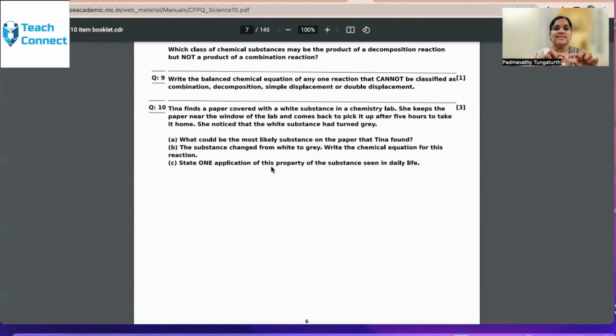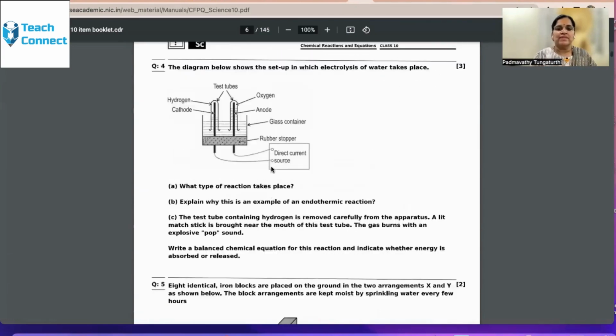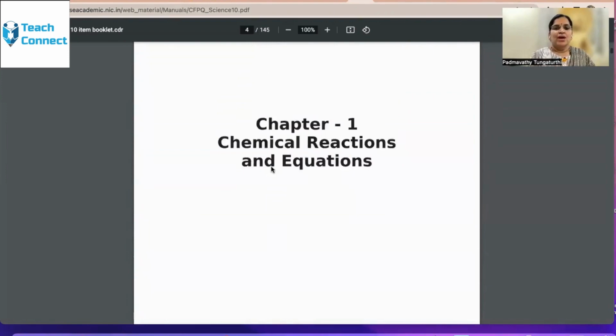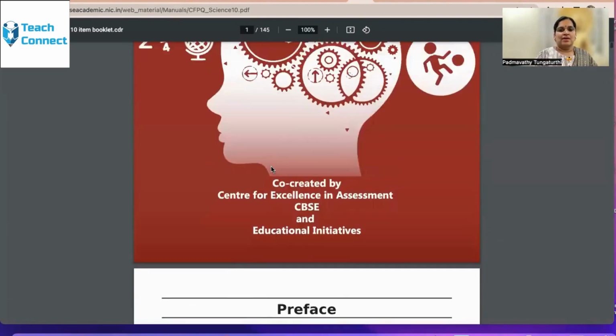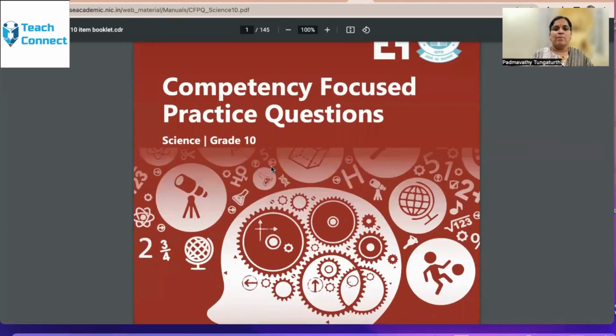The case-based studies are very, very important. It is easy to decode these case-based questions because the child can comprehend them well and solve the question very easily. This is how let us make use of this competency-focused practice question, and this is one chapter.